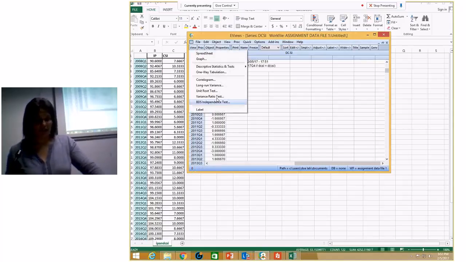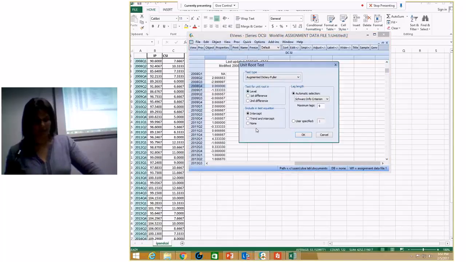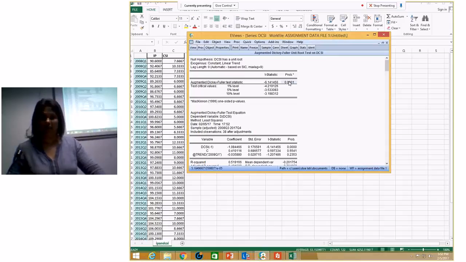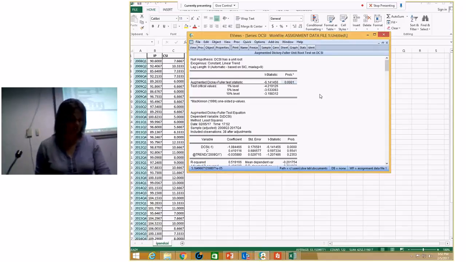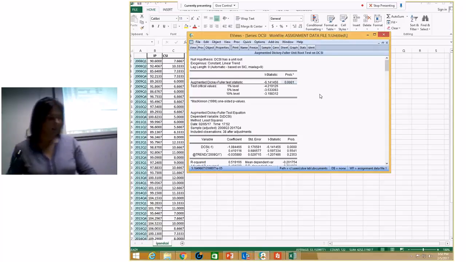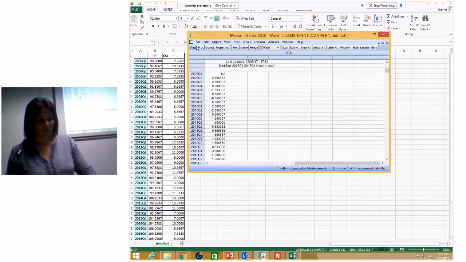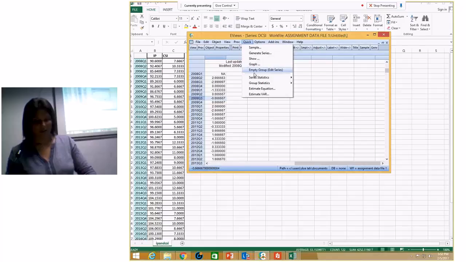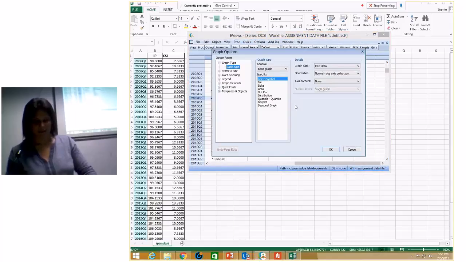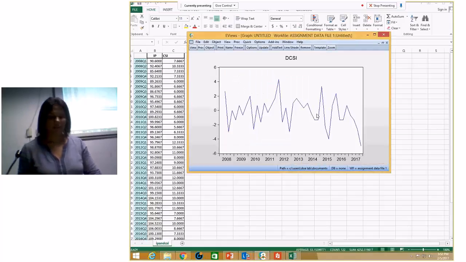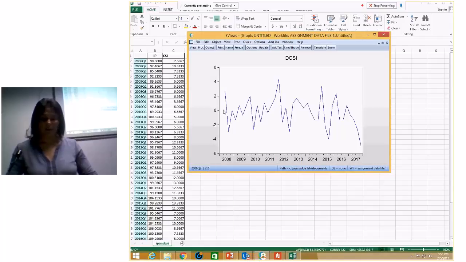Now check unit root. The levels series has a unit root. The first difference series has no unit root; the first difference series are stationary. Right? Now you know how to check stationarity for this variable. Now plot it. Plot view, graph, line. Right, this is the graph. Then you can see that most of the data lies between 2 and minus 2.